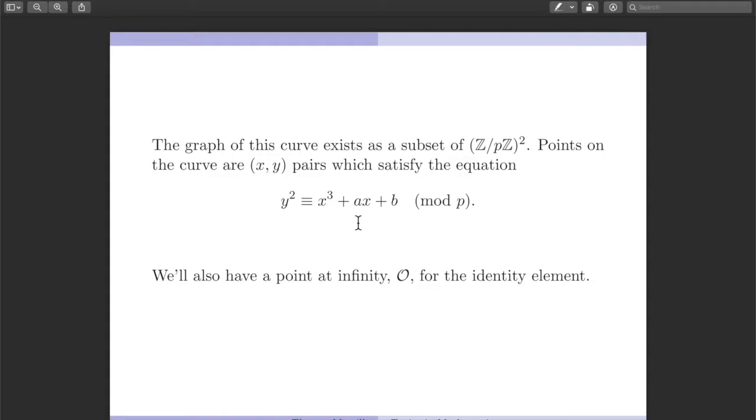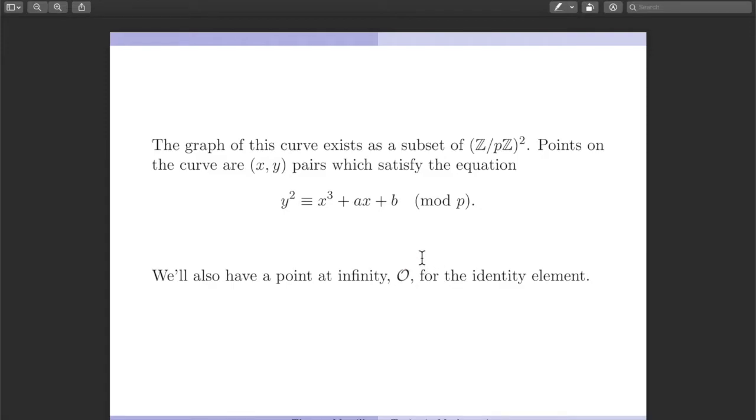Just like we had a point at infinity for the continuous elliptic curves that I was talking about previously, we'll also have a point at infinity for my discrete elliptic curves. We'll still call it O, and that's still going to be the identity element. That plays out the same way as it did for the real case. Just like before, this point at infinity is outside of the set (Z mod pZ) squared. It does not have coordinates belonging to (Z mod pZ) squared. It's an idealized point.